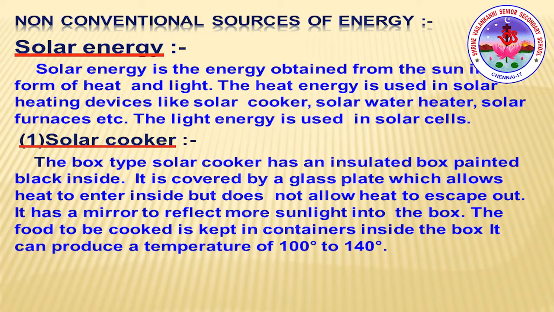Solar cooker, which is nothing but the box type solar cooker, has an insulated box which is painted black inside. It is covered by a glass plate which allows heat to enter inside but does not allow the heat to escape out. It has a mirror to reflect more sunlight into the box. The food to be cooked is kept in containers inside the box. It can produce a temperature of 100 degrees to 140 degrees.